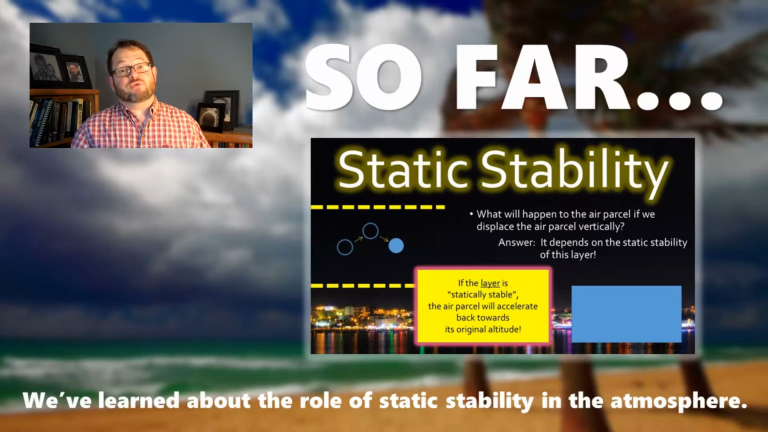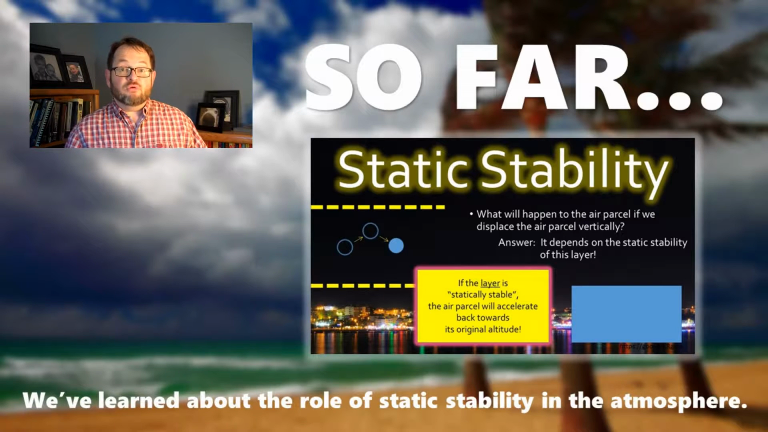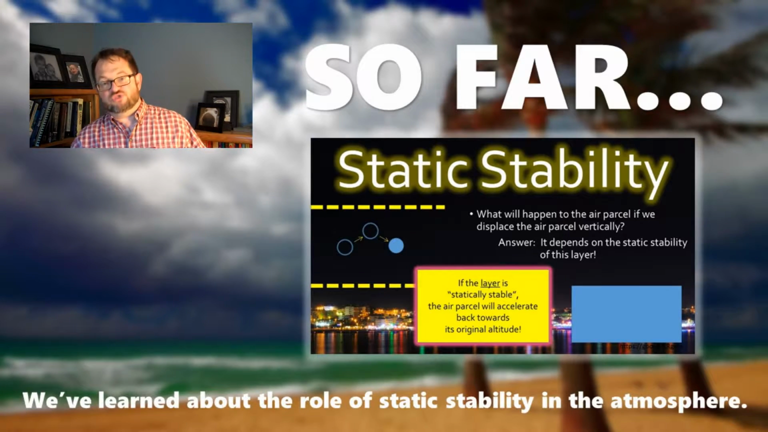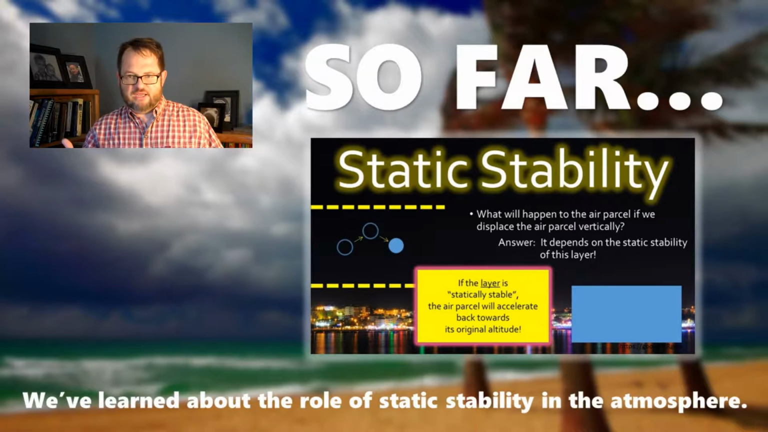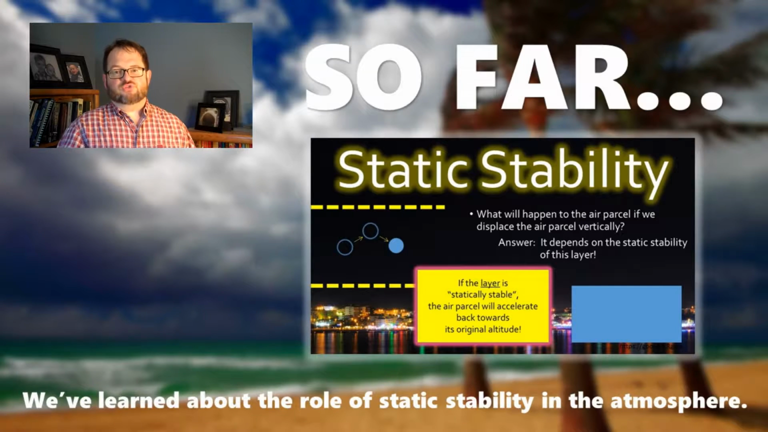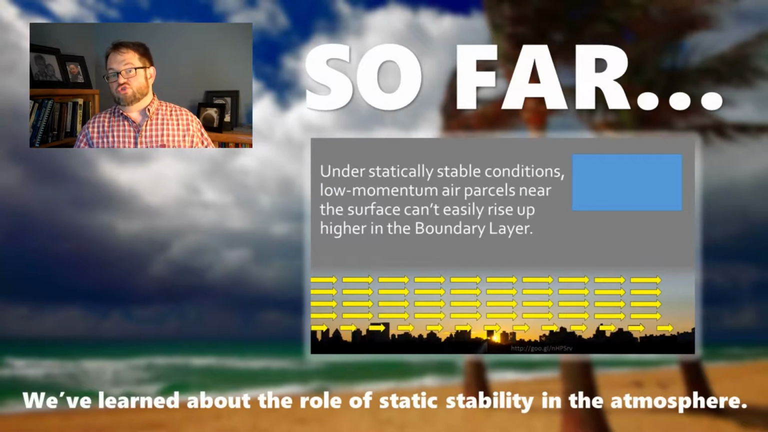That's in contrast to if that layer of the atmosphere were statically stable. When a layer of the atmosphere is statically stable, it means that if you lift an air parcel, it will tend to return back to its original altitude once you're done lifting it. Or if you lower an air parcel, it will tend to rise back to its original altitude once you're done lowering it. And that has a whole lot to do with how the wind profile is going to evolve.